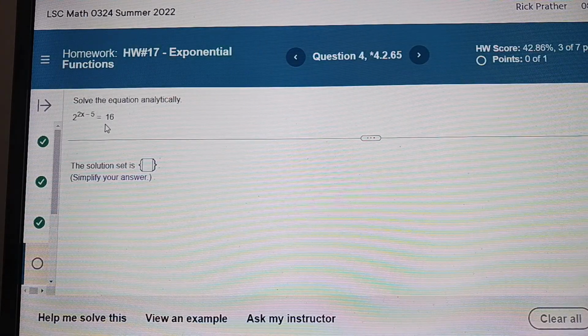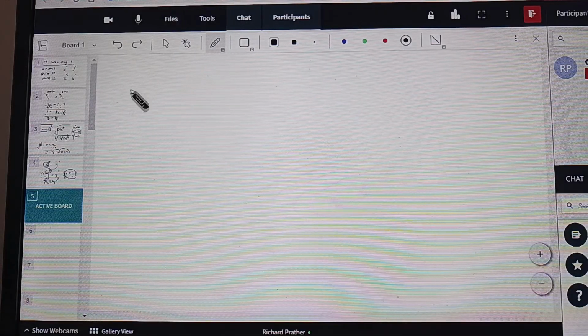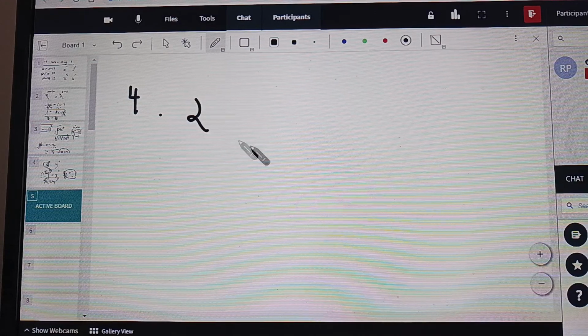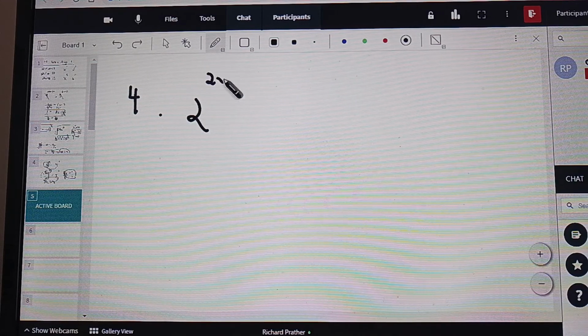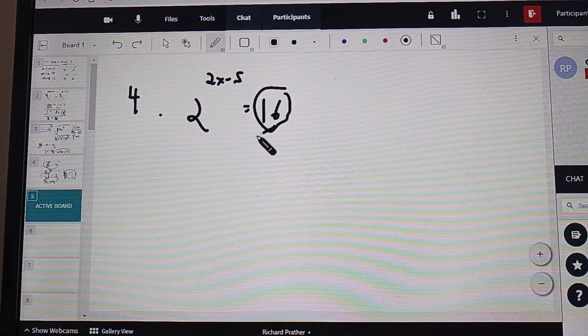Okay, similar deal here on number 4. 2 to the 2x minus 5 equals 16. I can make 16 look like a 2, actually. So you probably can't do that in your head, but it's okay. 2 to the 2x minus 5 equals 16. The goal is to make 16 look like a 2. So start listing the powers of 2.